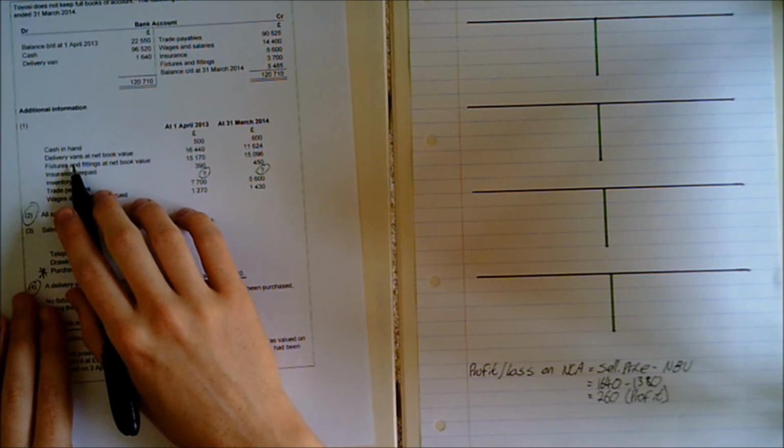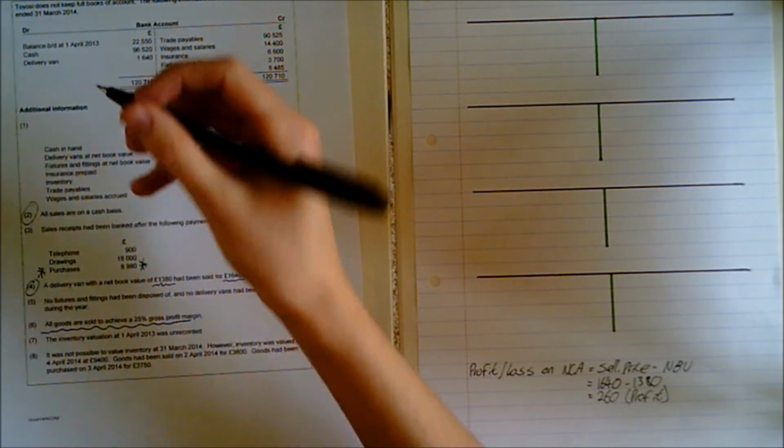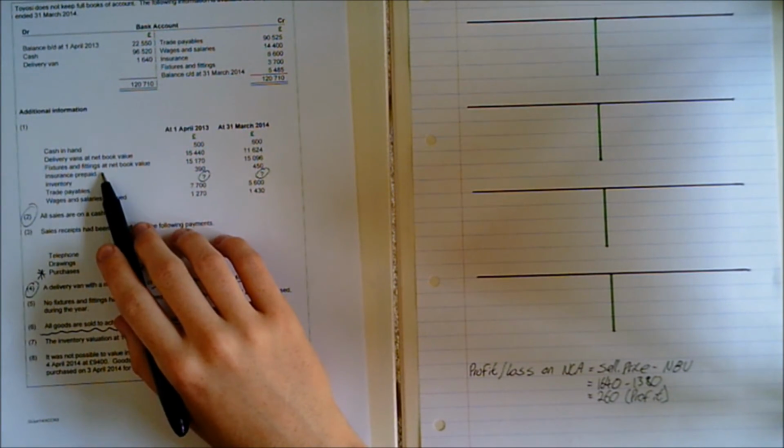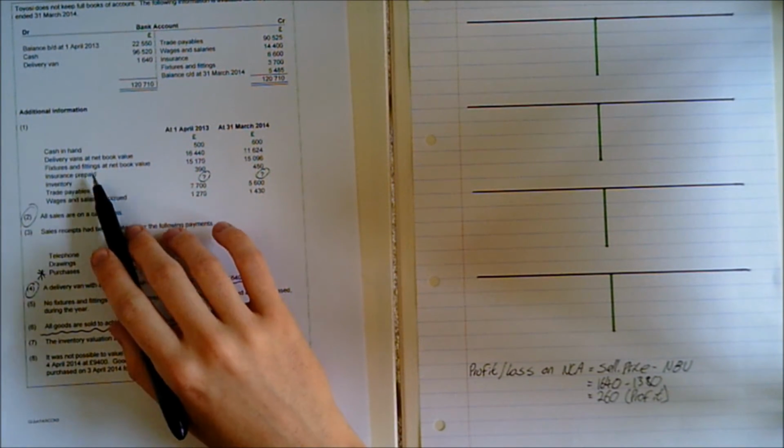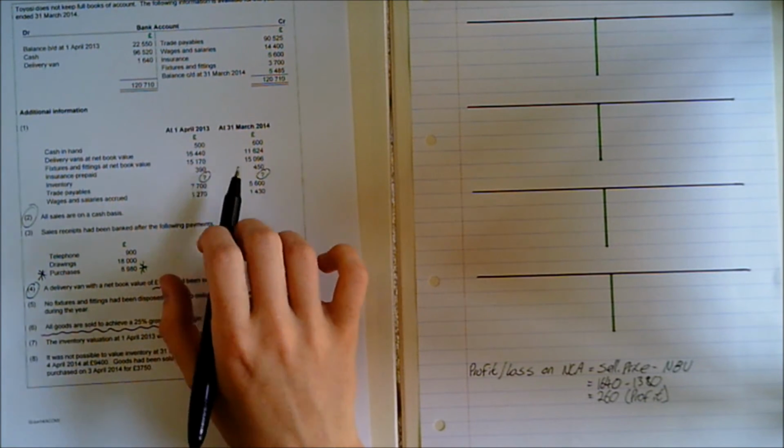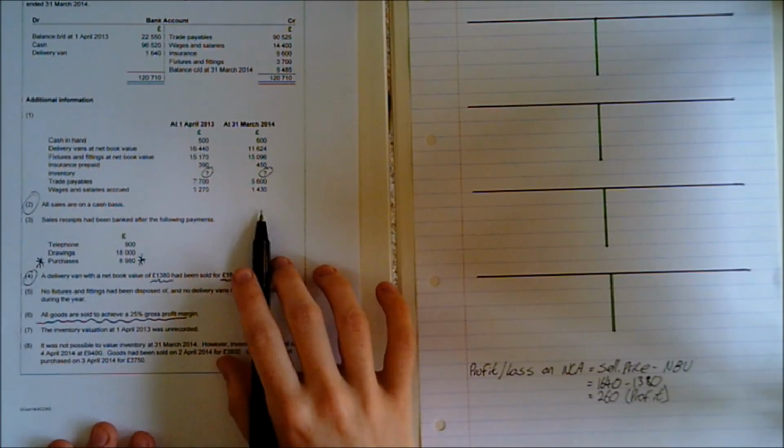So the delivery vans are obviously going to be calculating depreciation here. We don't really care about what the value is of them in total after the financial year, because that goes in the balance sheet, of course. So we've got two types of depreciation: vans and fixtures. Insurance, we've been given brought down and carried down, so obviously we're going to have to calculate that. And our wages and salaries.